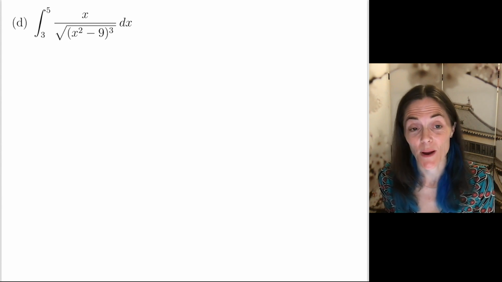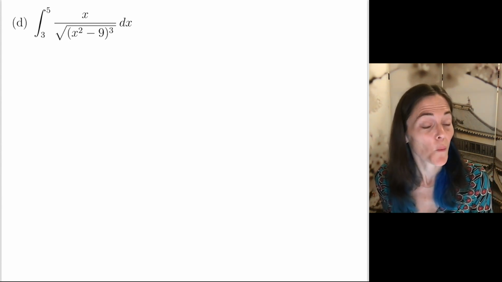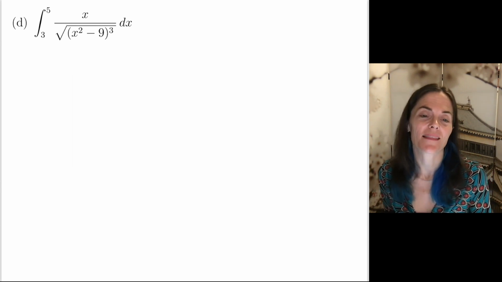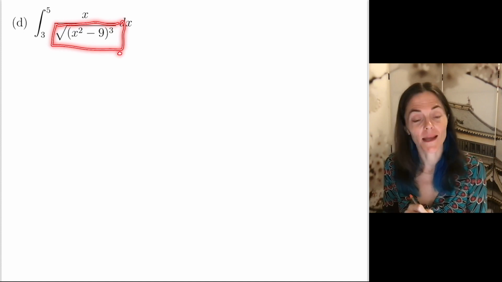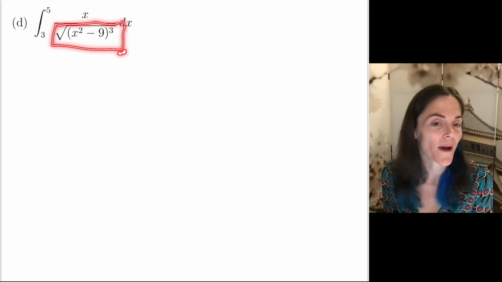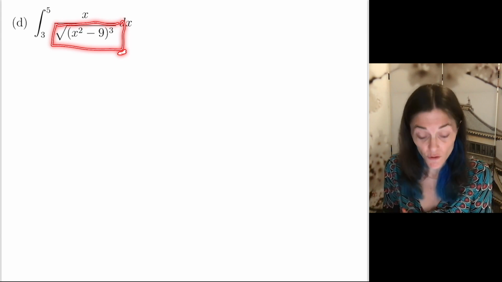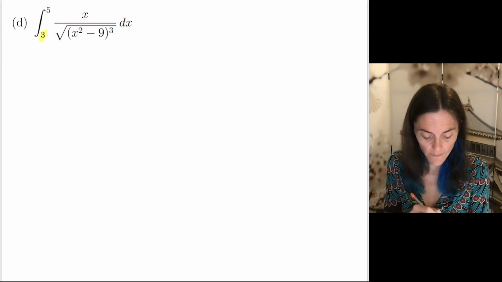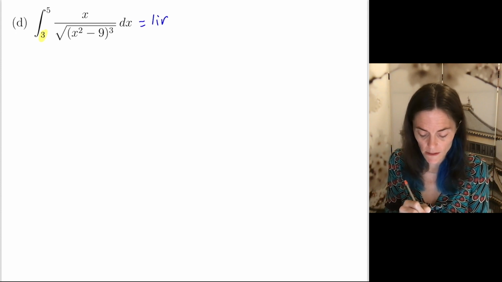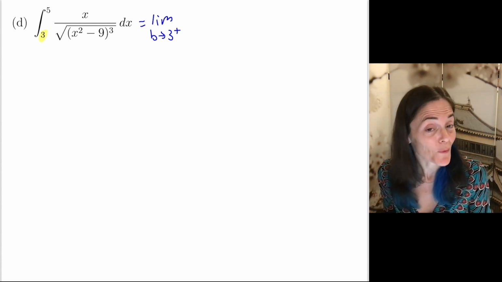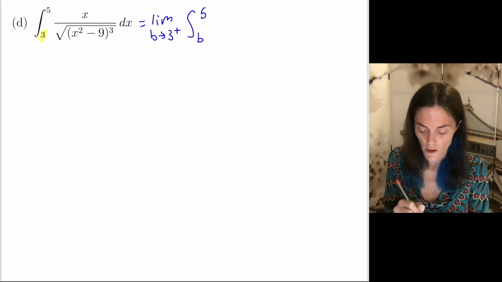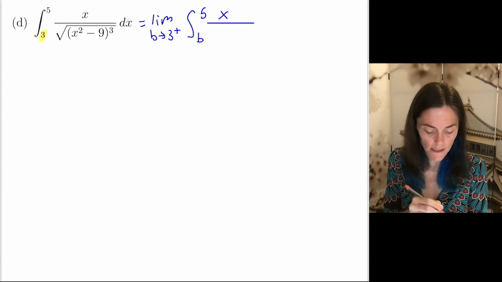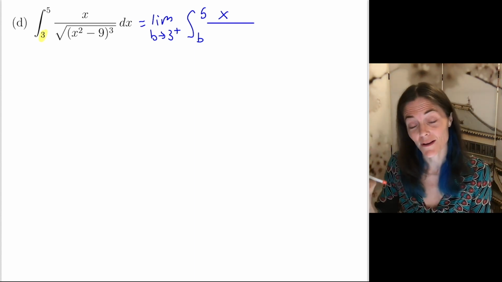This is our last improper integral on the quiz practice. And once again, if you look at it too fast, you might think it's a definite integral, but it is not. Because if we look at the denominator, this denominator is 0. Well, 0 at 3 and minus 3, but in our interval, it's only here at 3. So this would be a limit as b approaches 3, coming from the right this time. And then we have an integral from b to 5. I'm going to go ahead and write the denominator part as a power, right? We have a square root of something cubed.